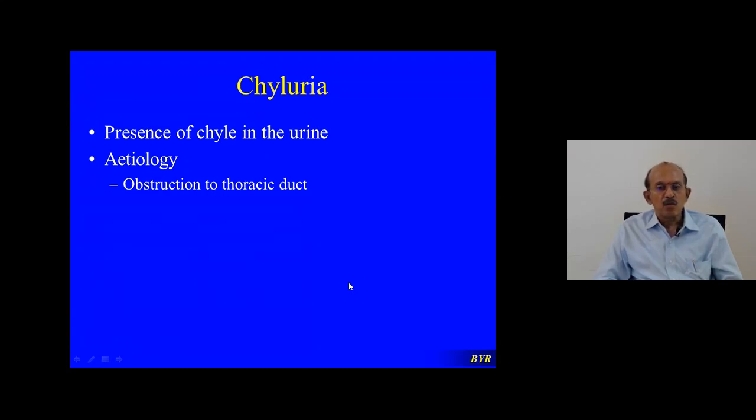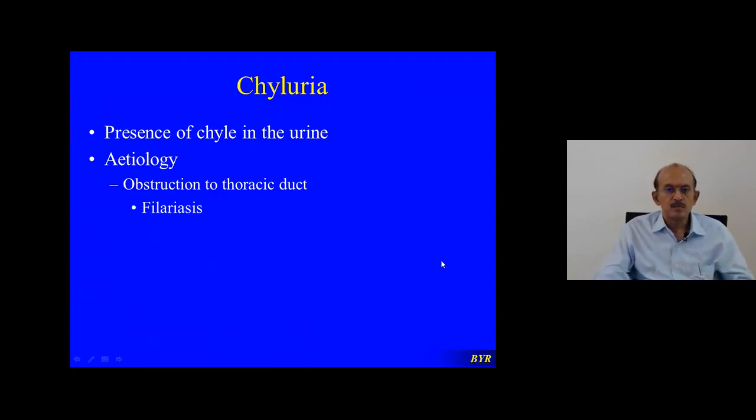So why is chyluria there? Chyluria means presence of chyle in the urine. Normally, there is no lymph in the urine. Of course, there is no chyle in the urine. But sometimes chyle can occur in the urine. How does it occur? Whenever there is obstruction to the thoracic duct. What are the causes of obstruction to the thoracic duct? Due to filariasis or due to mediastinal tumors like lymphomas.